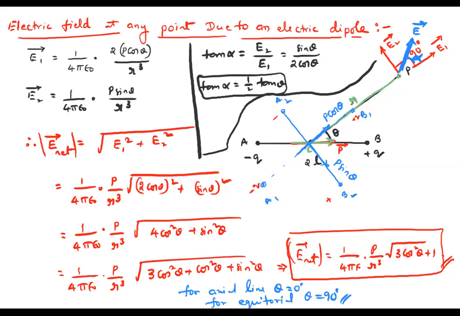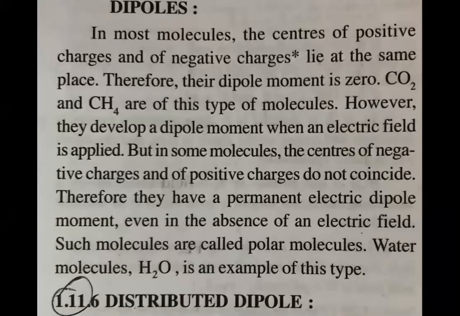Is it clear? Just note down carefully. Don't make the mistake. See, the next concept is physical significance of dipoles. Heading is missing. Here it is called physical significance of dipoles. What is the physical significance of dipoles?